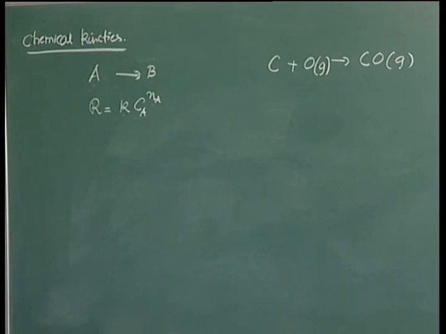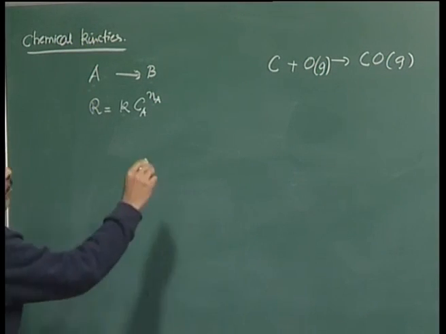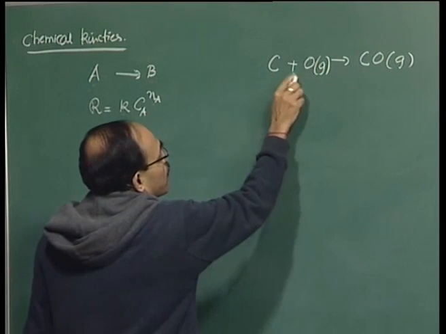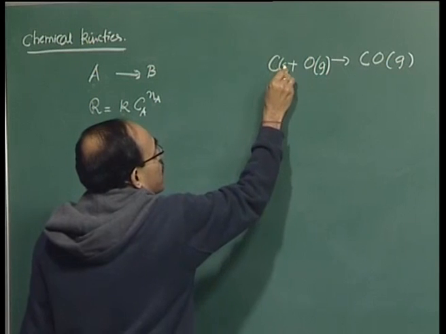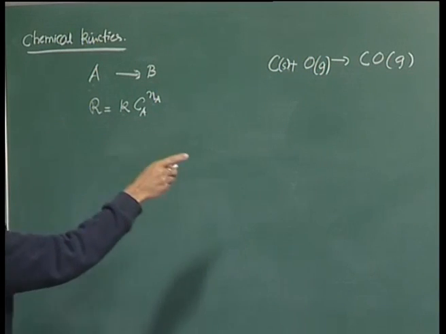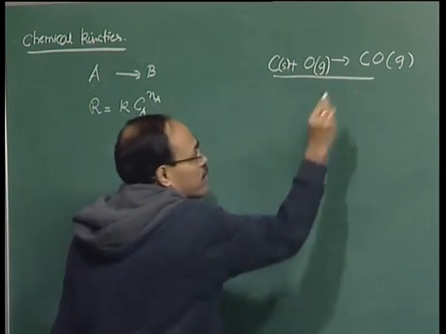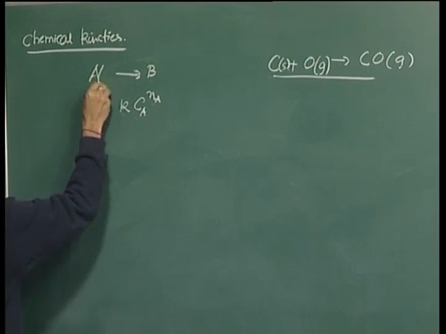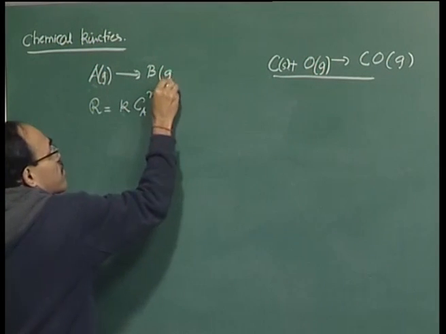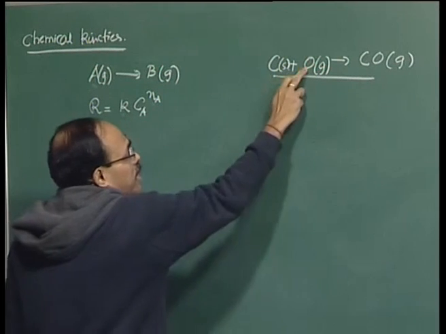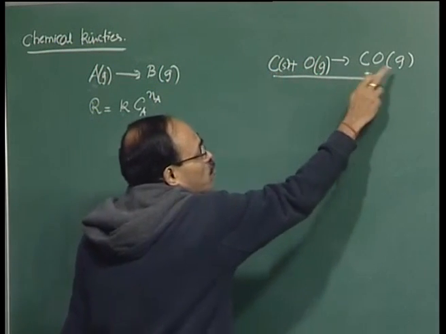Or we can say that in this case, for example, we have a gas-solid reaction. This is again a forward reaction. So, this is now a heterogeneous reaction. This is a homogeneous reaction. A is gaseous, B is gaseous. Here we have oxygen, which is a gas, carbon is a solid and carbon monoxide is a gas.